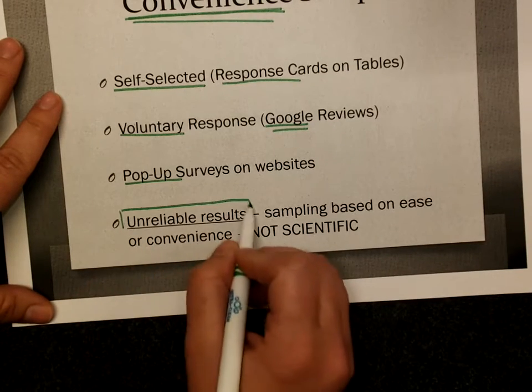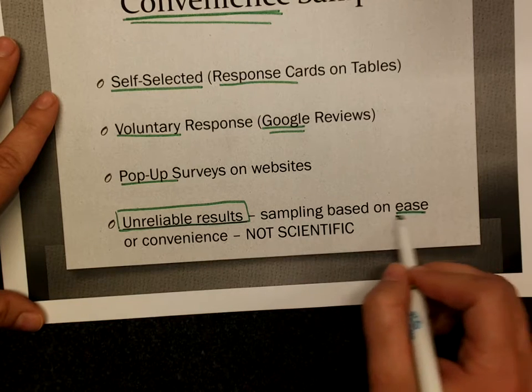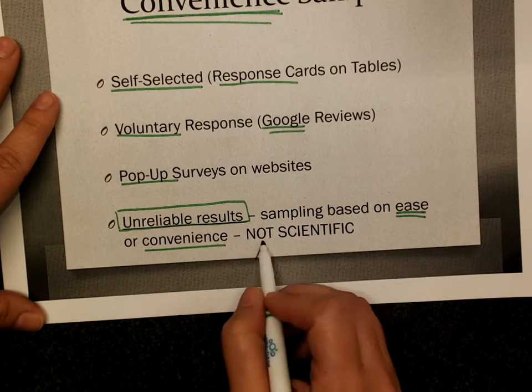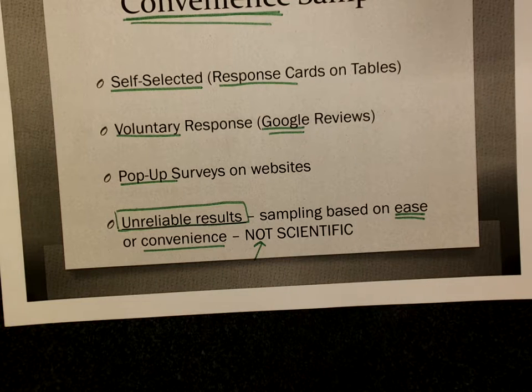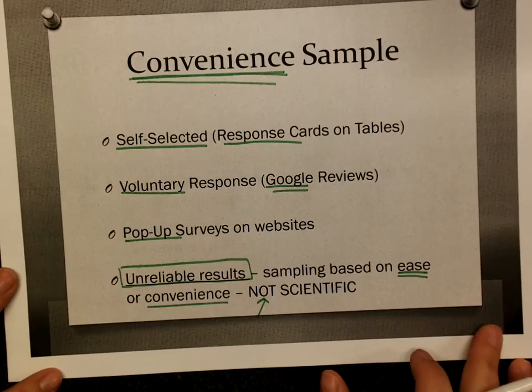Anytime that happens, we get unreliable results. So this sampling is based on ease or convenience, and it is not scientific. It's not random, it is not programmed, it is not anything, it is just convenient. So convenient sampling is not the correct way to take a sample.